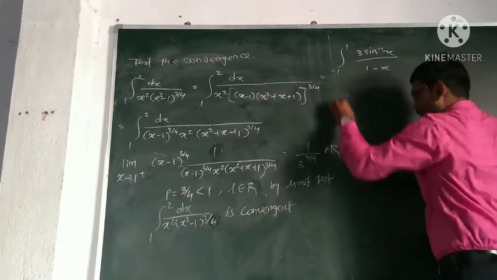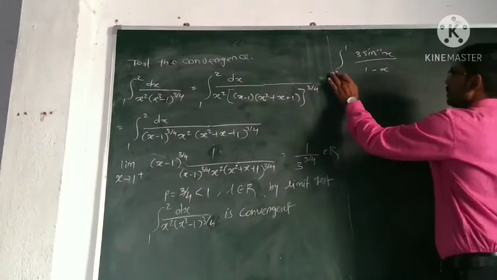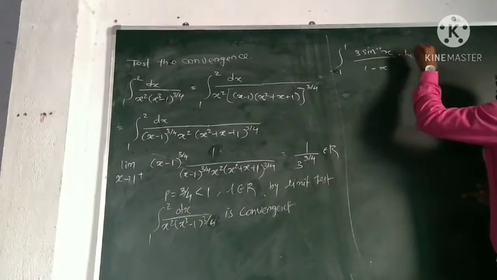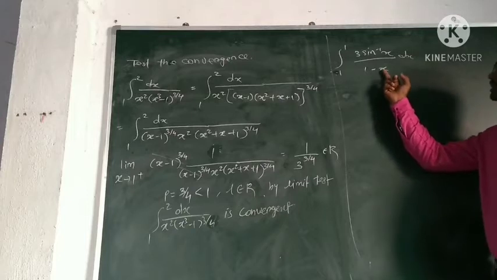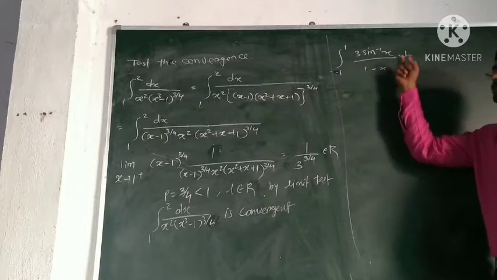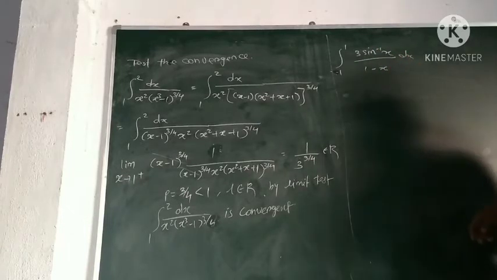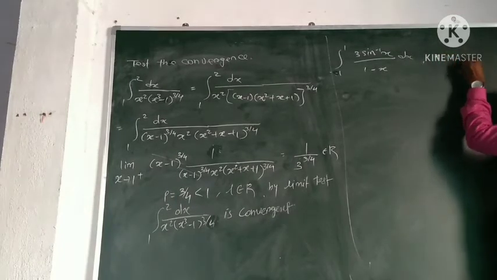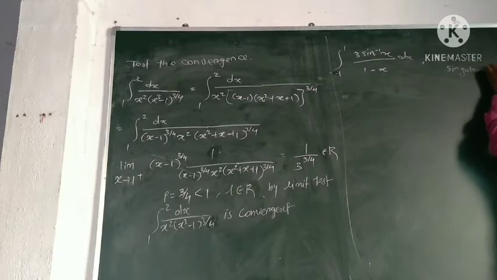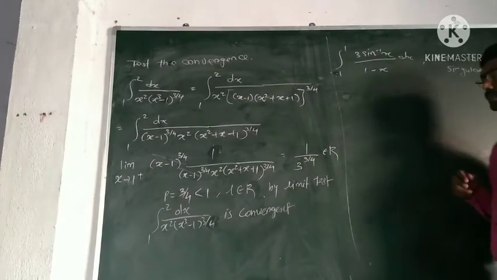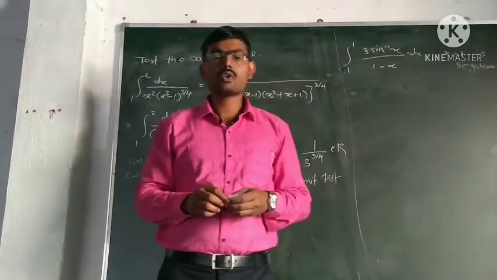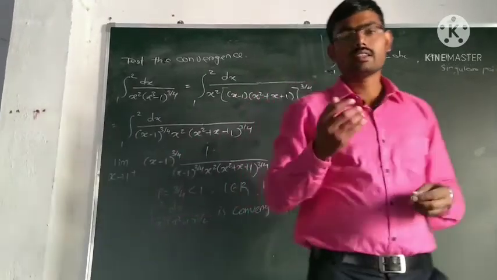Next, check the convergence of this integral. Now here we can easily see 1 minus x. So the singular point from minus 1 to 1 is 1. Because if x is equal to 1, 1 minus 1 becomes 0, the denominator becomes 0, so the improper integral becomes unbounded. So x is equal to 1 is the singular point, and it is the upper bound. Okay. So what we have to do? We have to take the limit.